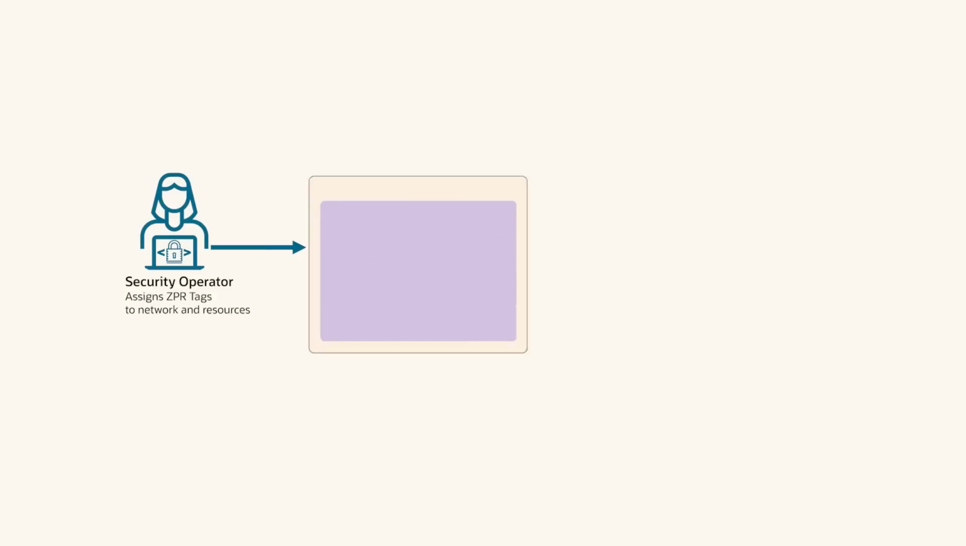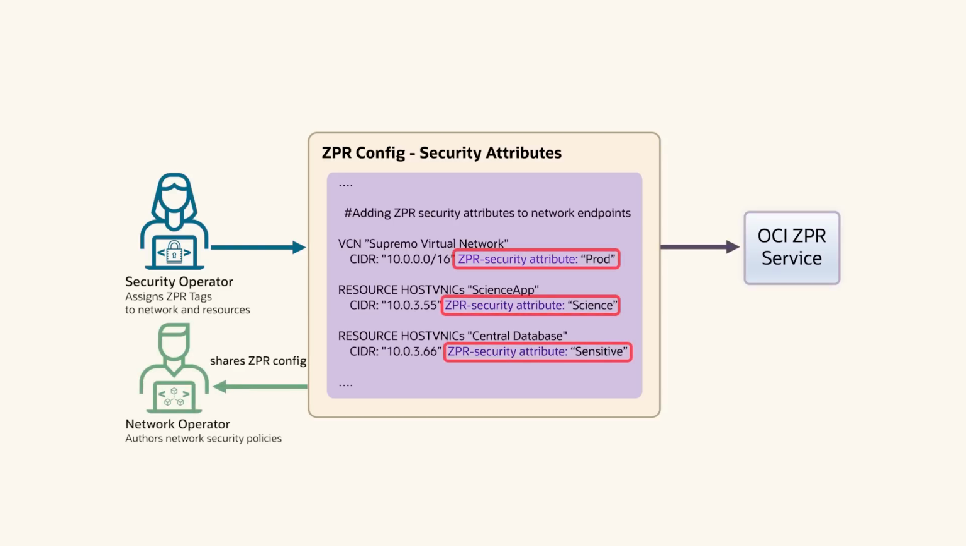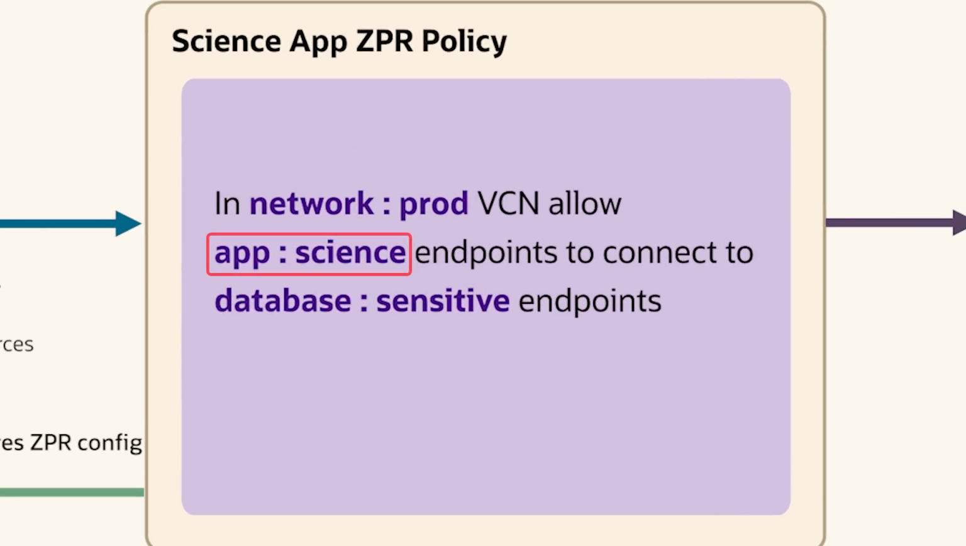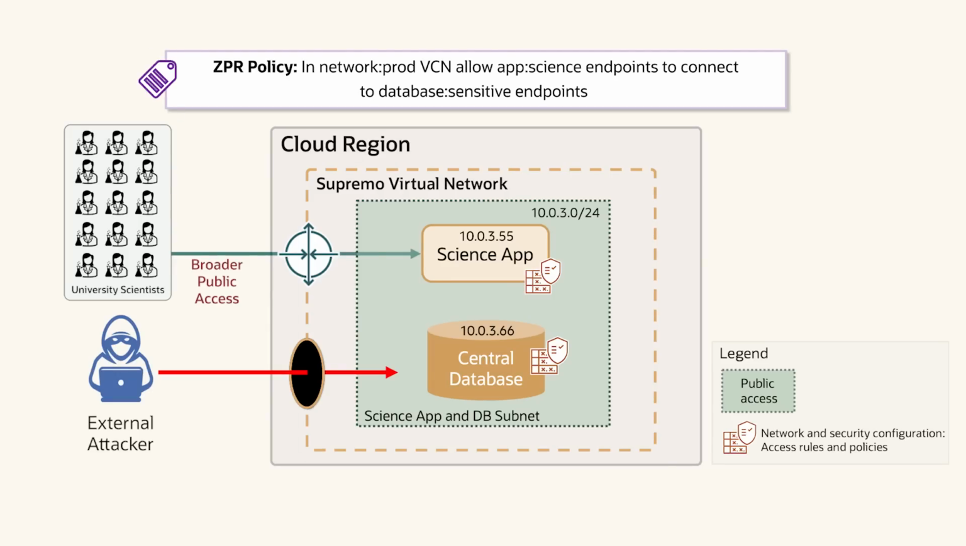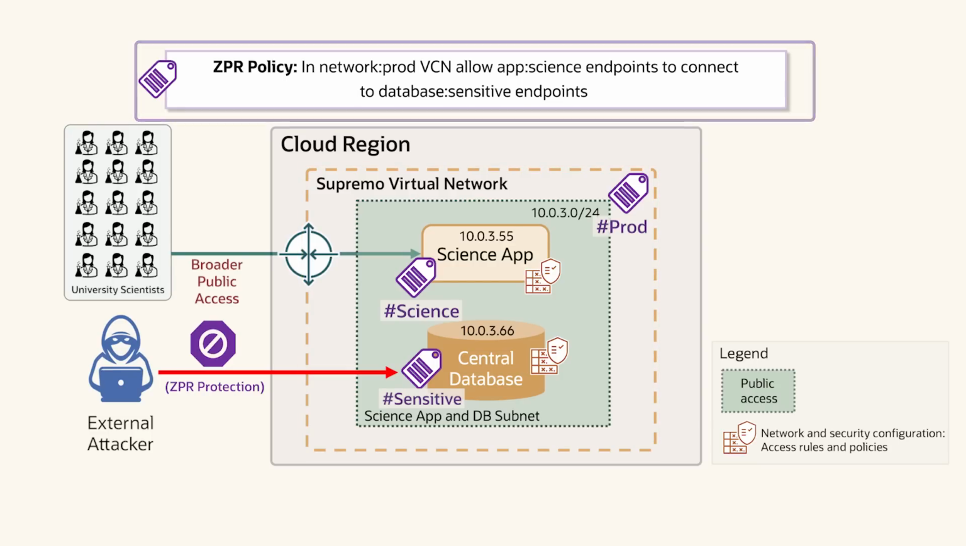Now, let's return to the Supremo example and see how they use Zipper to make their security posture robust. First, they have tagged their resources with the security attribute. Compute instances running Science app are assigned the attribute AppScience, and the database instance is assigned the attribute database sensitive. Next, they have activated Zipper by writing one or more Zipper policies, and now the virtual network only permits the network packets allowed by the Zipper policies to flow through.